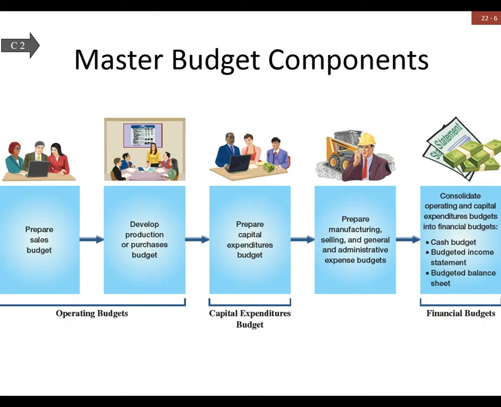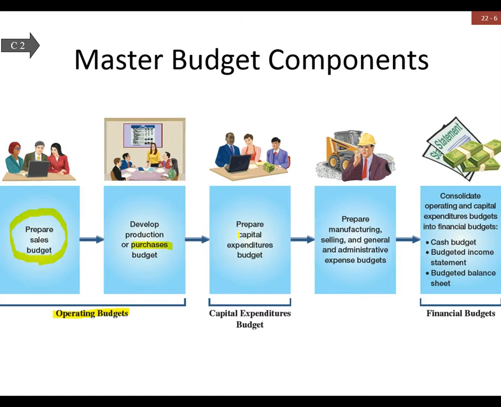So this is the master budget process, or the components of the process anyways. It all begins with the sales budget. The sales budget is the basis of all these other things. It's part of the operating budgets. The operating budgets consist of sales and also the purchases budget.